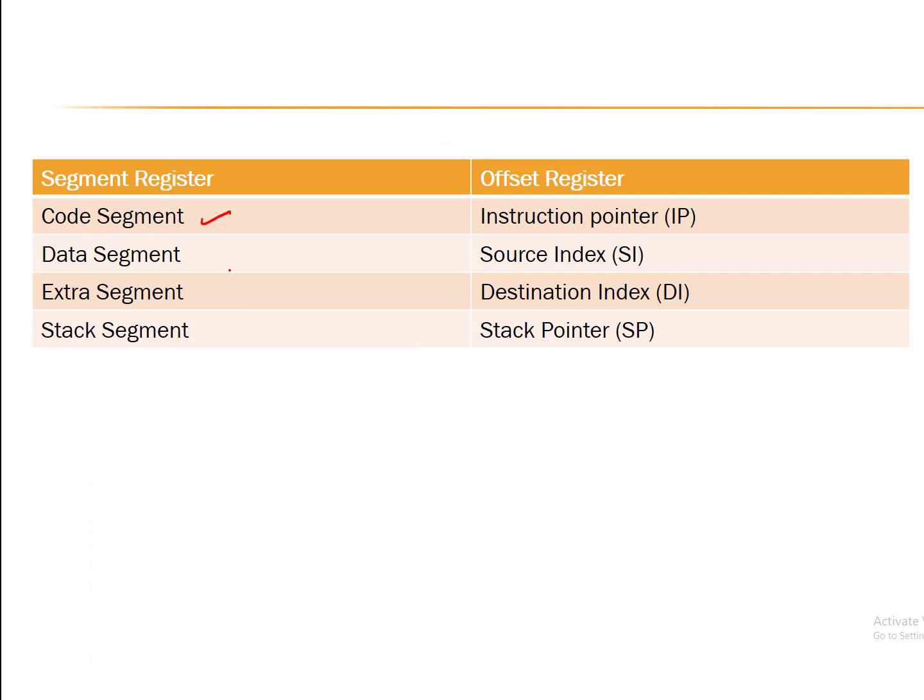Segment registers are code segment, data segment, extra segment, and stack segment. For each and every segment register, there are offset registers available in 80286. IP, that stands for instruction pointer, is the offset of the code segment. Source index is the offset register of the data segment. Destination index is the offset of the extra segment. And stack pointer is the offset of the stack segment.